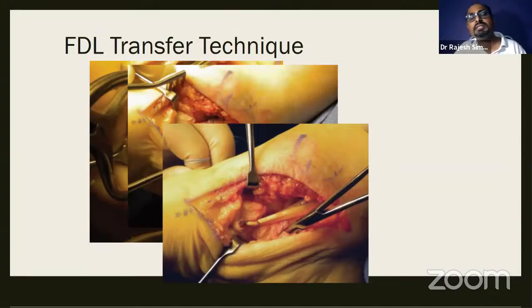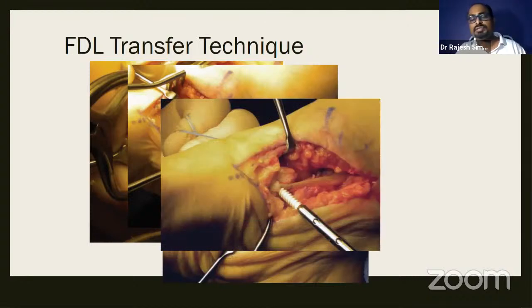So why the FDL tendon? It is because it is easier to approach. It is in the same area, just behind the posterior tibial tendon. You can get this FDL at the master knot of Henry and separate it out from the FHL, and then attach it to the navicular area, recreating the posterior tibial insertion. You can do this in stages, and you can use a tenodesis screw.